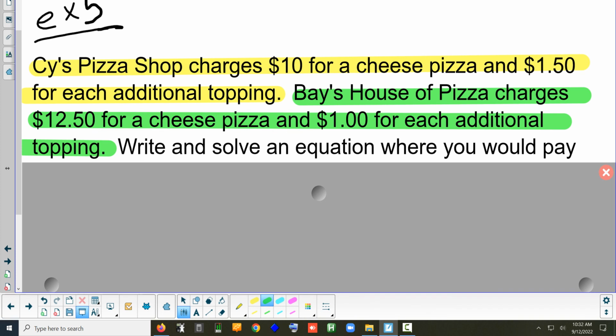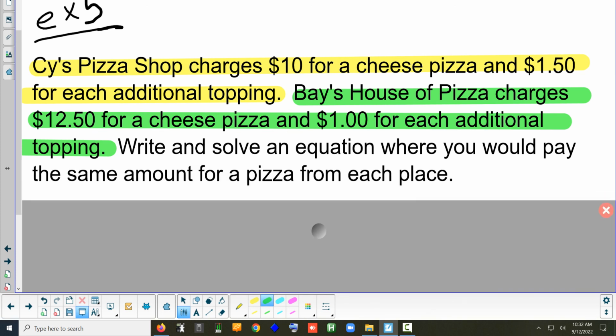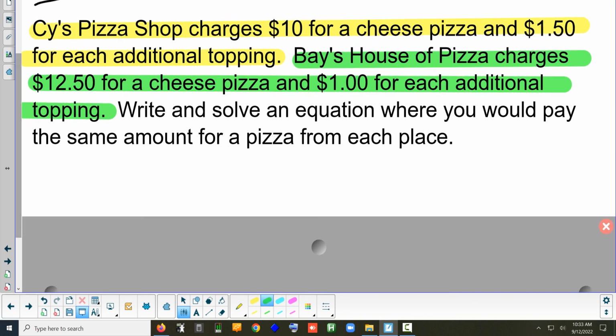So what we want to do is write and solve an equation where you would pay the same amount of money no matter where you ordered the pizza from. So I want to write and solve an equation that will help me figure out where I could order the pizza from, and it wouldn't matter. It would cost the same if I get it from Size Pizza Shop or Bay's Pizza Shop. So let's start with what's in yellow.